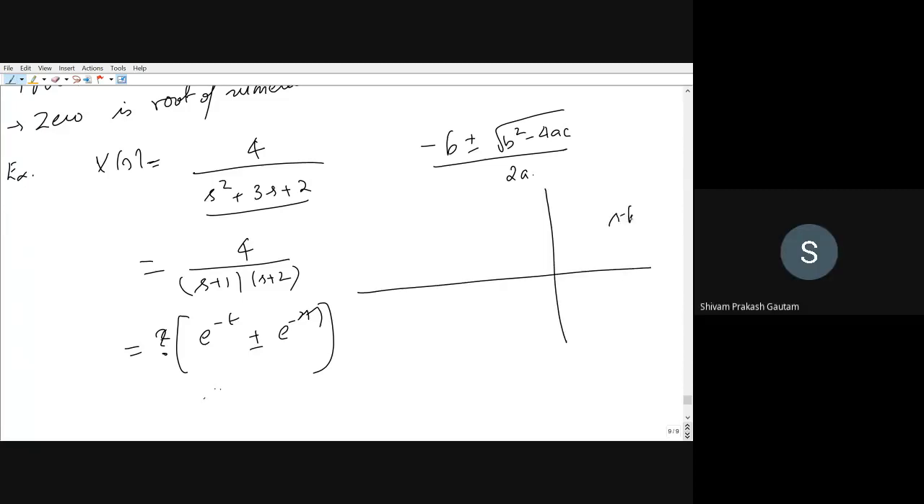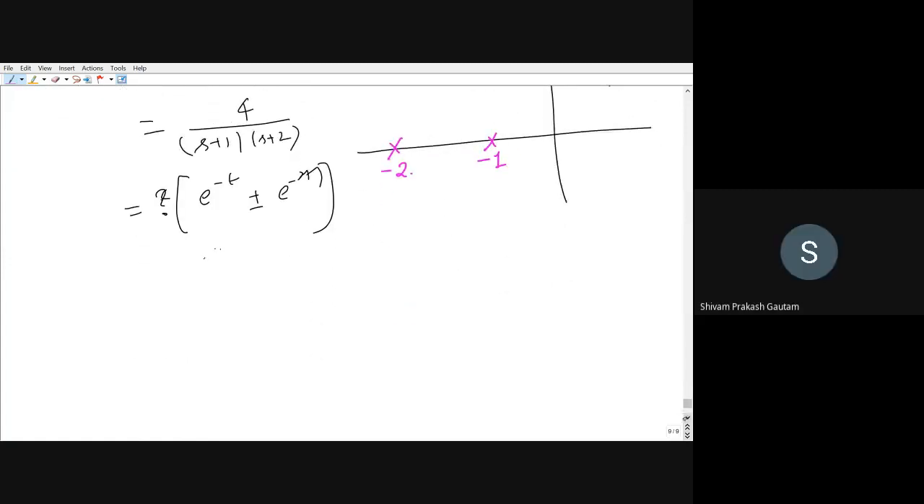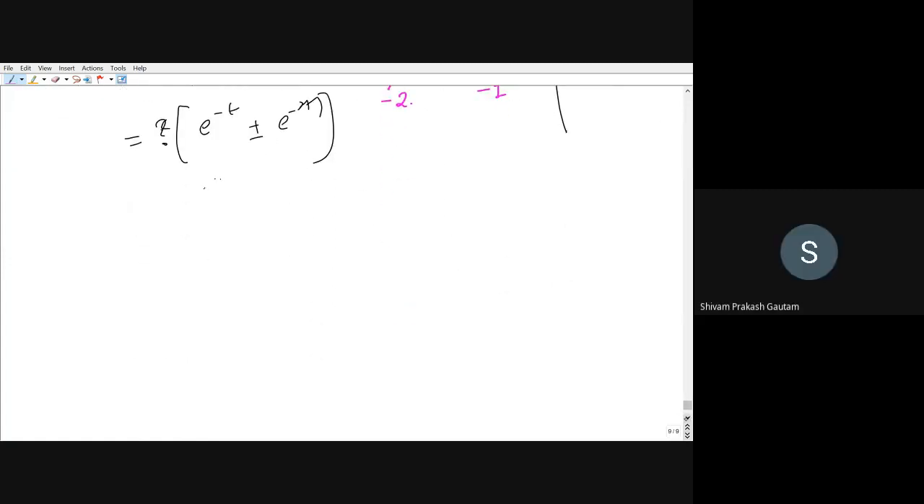So this is the S plane. Poles will be at minus 1 and minus 2. This is minus 1, this is minus 2. No zeros are there. Correct. We will take another example.